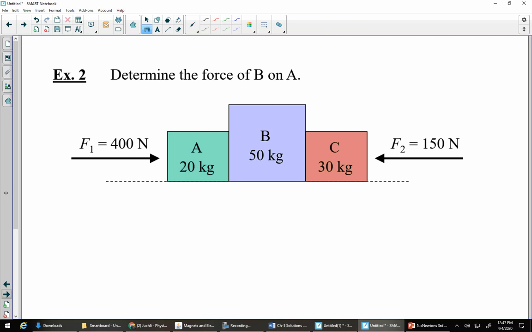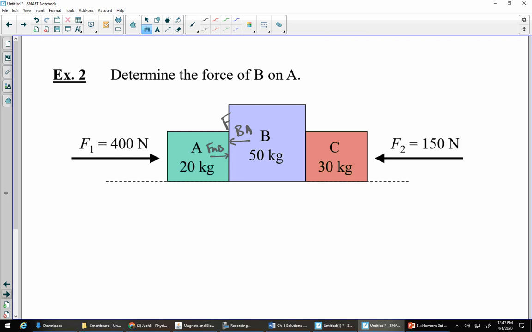So your actual example then, I'm going to get you to pause the video and see if you can use those big ideas to figure out the force of B on A. That being said, one big hint that I'll give you before you pause is the force of A on B, remember, is going to be the exact same thing.